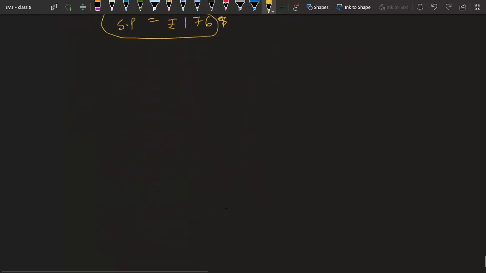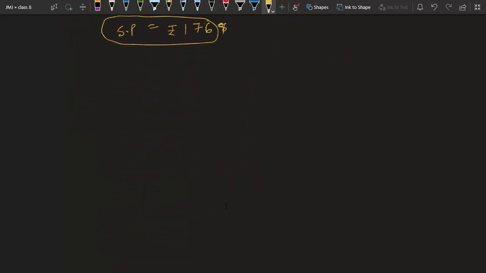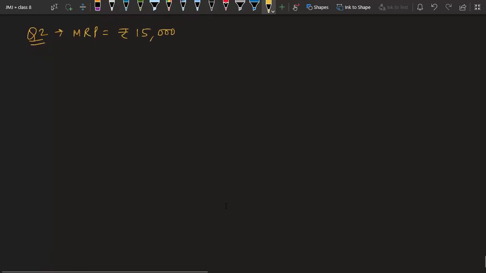Let us take one more example on discount and MRP. This is an example on page number 121. Try these questions. So let us try question number 2. In this question they are saying a table marked at rupees 15,000. So the MRP of the table is given to you as rupees 15,000. You can try the question along with me. You can pause the video and solve on your own.